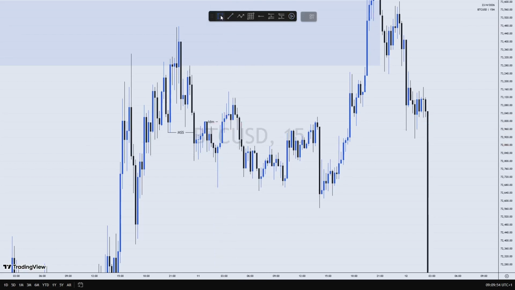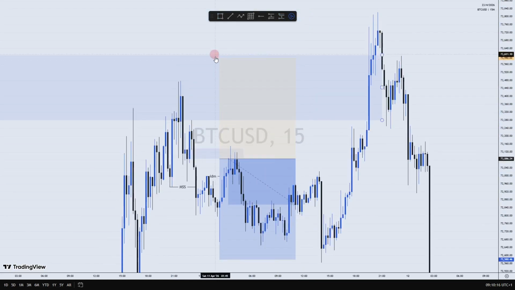Once we look at this breaker here, this breaker has been invalidated by inducement. So the breaker is gone. What we're supposed to look for now is this next breaker block. So this is our next valid POI. We'll carry ourselves from here and place it here, and place our stop loss.